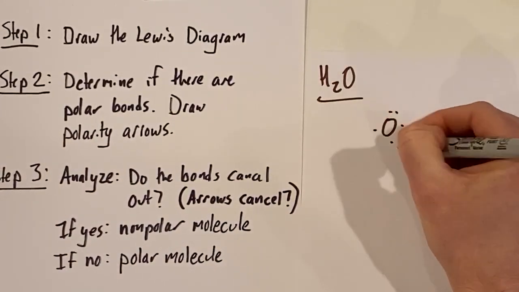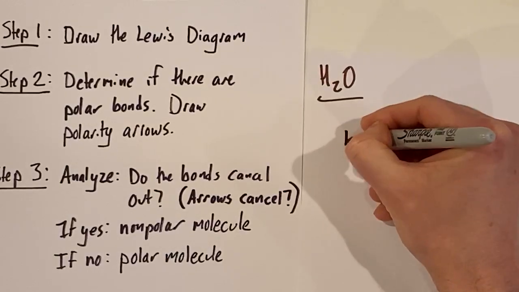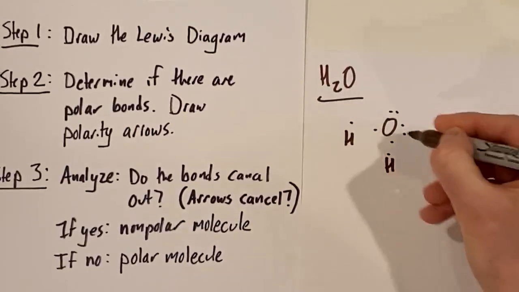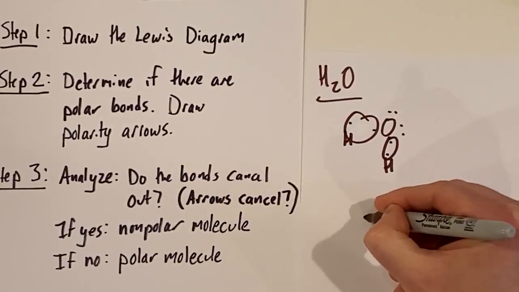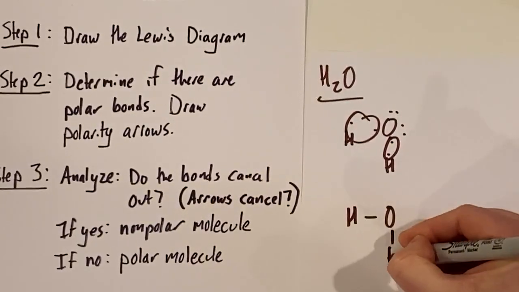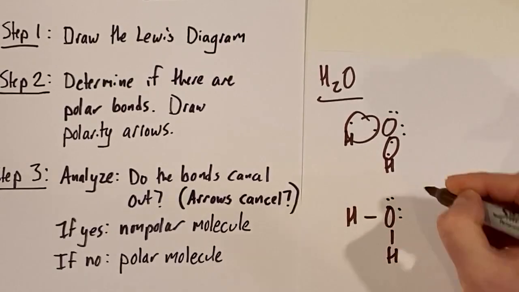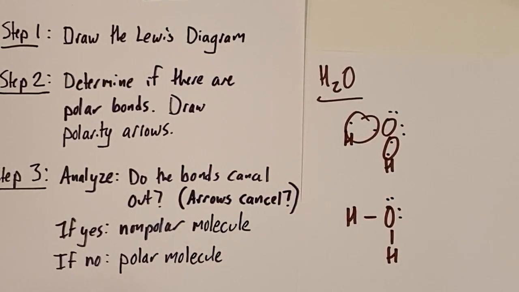And we're going to have 2 bonding sites on the left and on the bottom. So a hydrogen here and a hydrogen here. They'll be able to bond like that. So H2O will look like this. Don't forget your lone pairs on oxygen. Step 2, determine if there are any polar bonds.